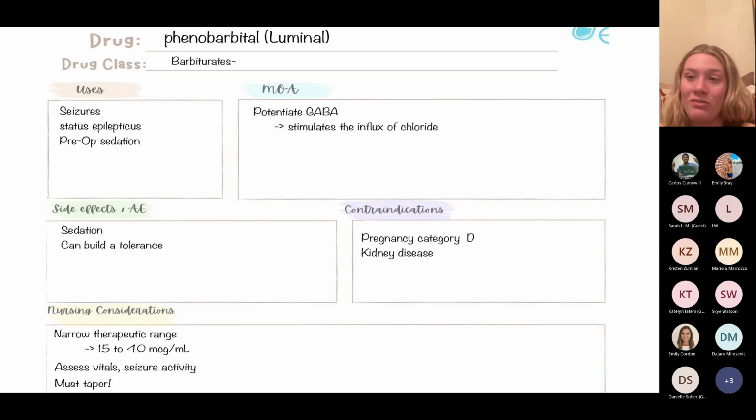However, these are not good for pregnant women. As you can see, pregnancy category D. With these drugs, you also have to monitor their therapeutic range because there's a very small window, okay? 15 to 40 is good. Again, always assess your vitals, and you do have to taper this medication.